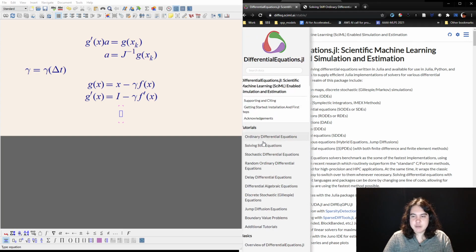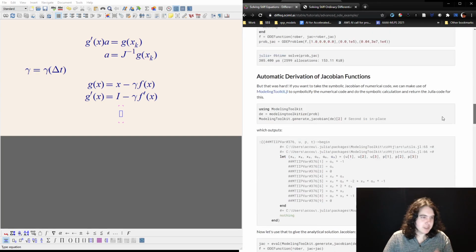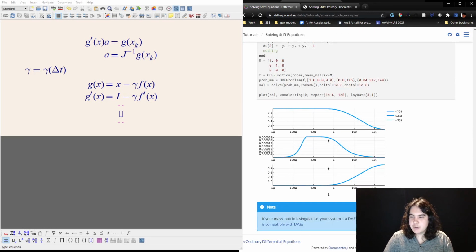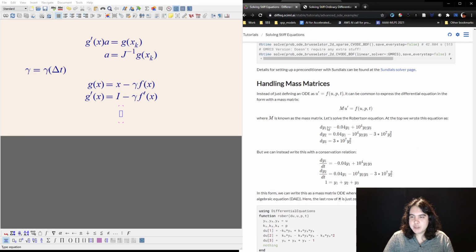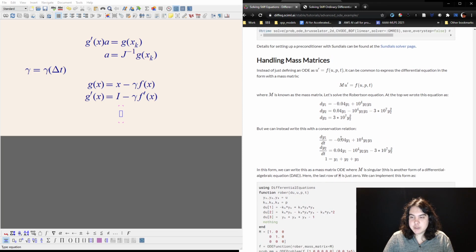You have models like the following. Notice it's in the stiff equations section. So you have models like the following. You can say, well, I have dy1/dt equals some differential equation, dy2/dt equals some differential equation, and then y1 plus y2 plus y3 equals 1. This is actually an equation that we looked at last time. This is the Robertson equation, also known as Rober.